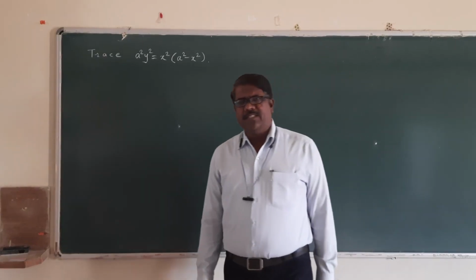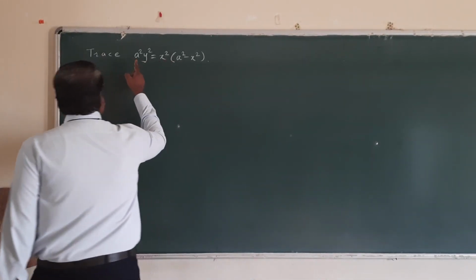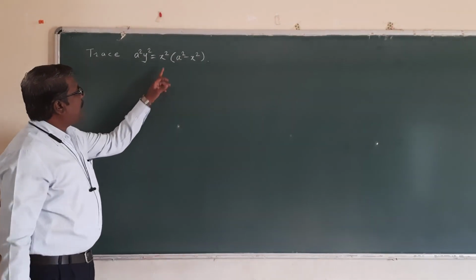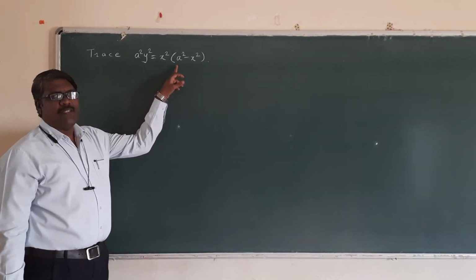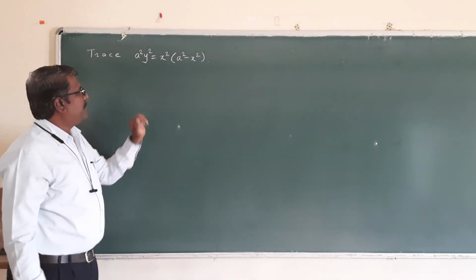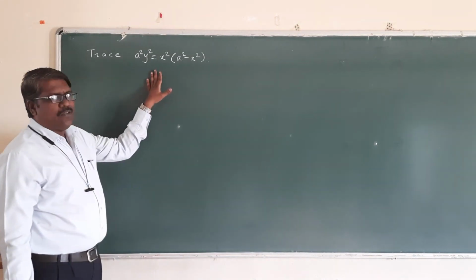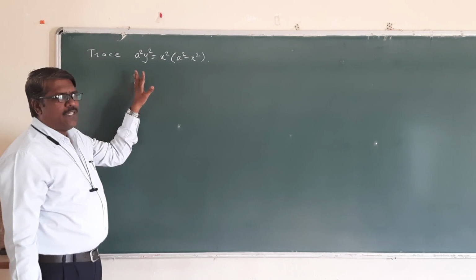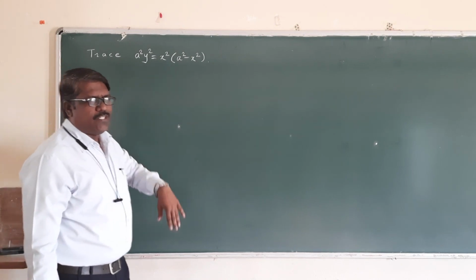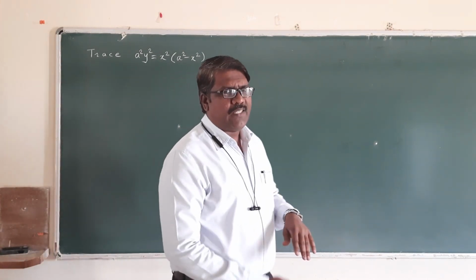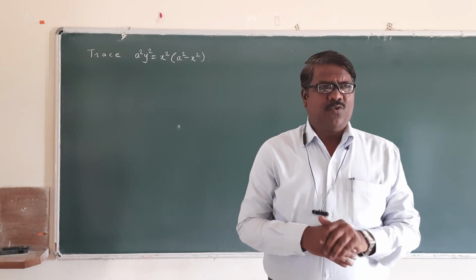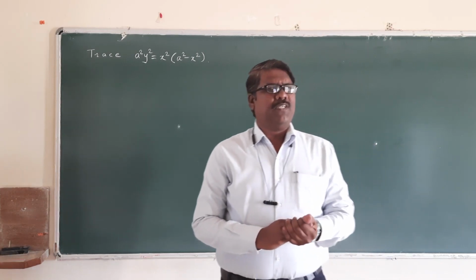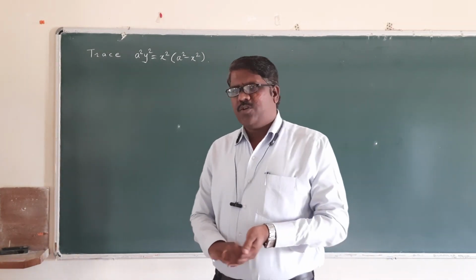The next example is: trace a²y² = x²(a² − x²). Now trace this curve. Again we have to go through 6 points. The first one is symmetry, second is origin, third is points other than origin, fourth is asymptote, fifth is region of absence, and last part is shape of the curve.